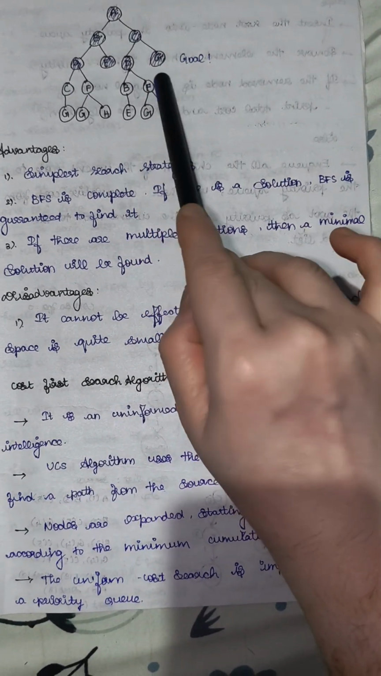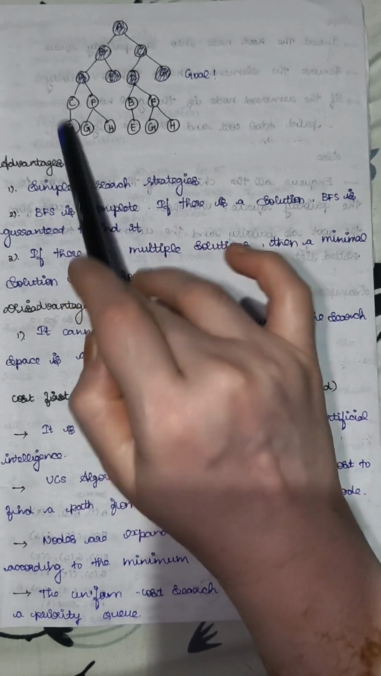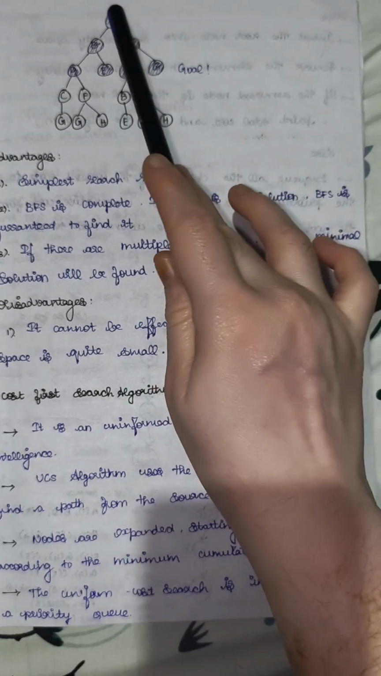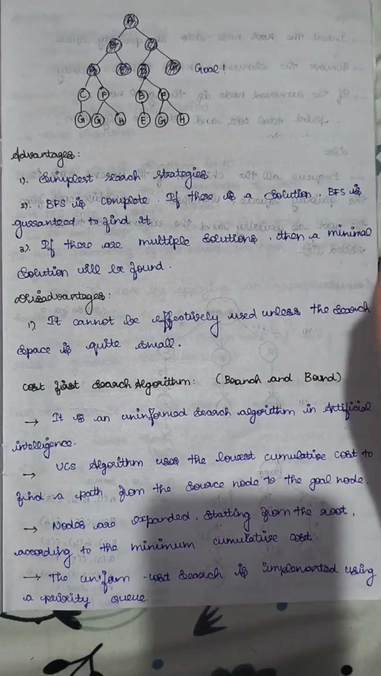So here G has been reached at the 8th step. So what is the minimum route of G? This is a longest route, this is also a longest route, this is also a longest route, and this is the shortest route. So the shortest route is A to C and C to G.